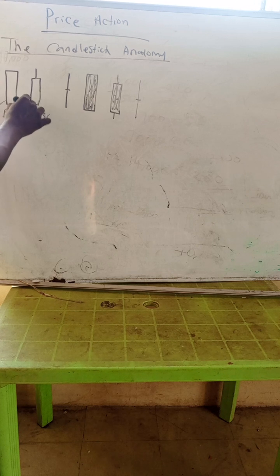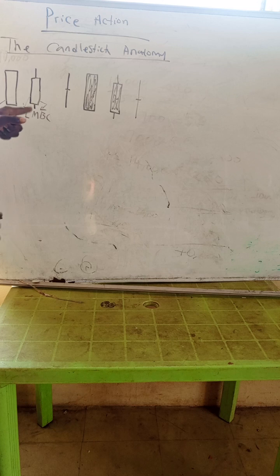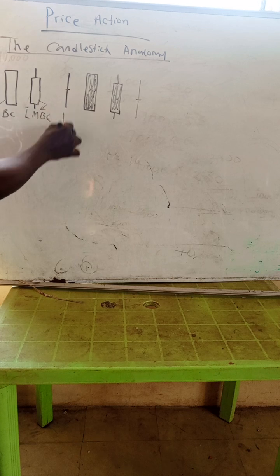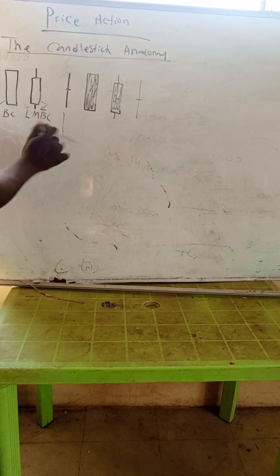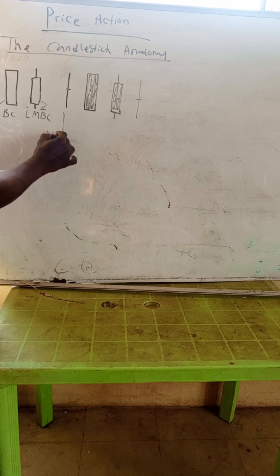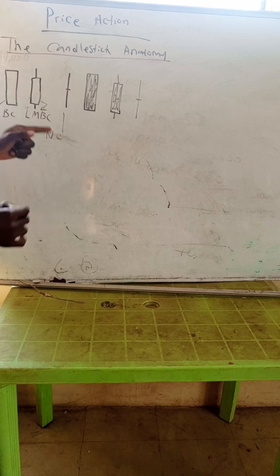I'm labeling this one now. Hope you know what I'm doing. The arrow is pointing that LMBC is the second one, while the middle one is called a neutral candlestick. Neutral candlestick, or let me abbreviate, N, neutral candlestick, which is NC.